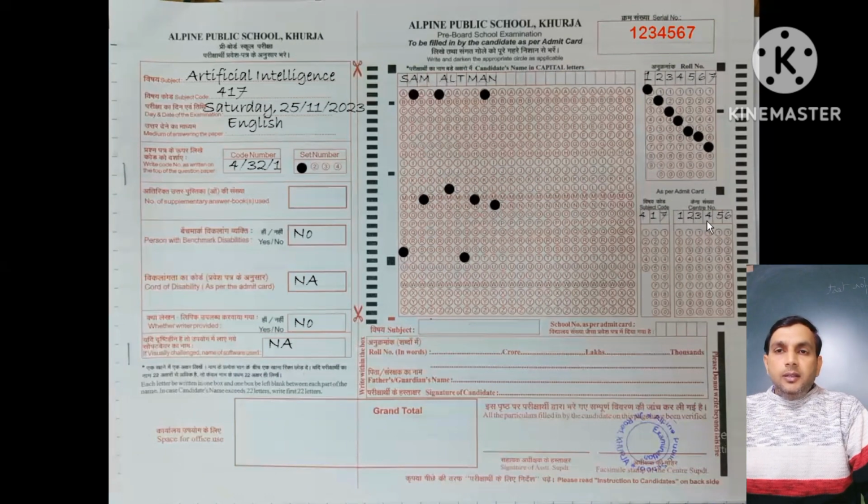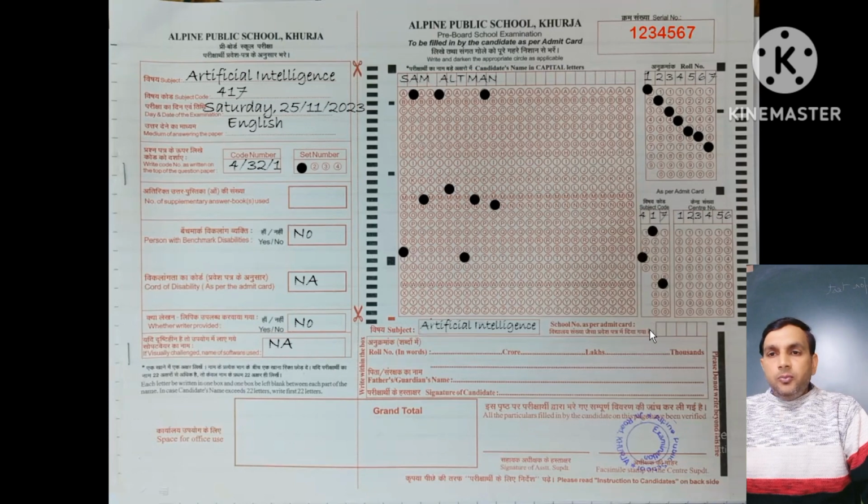Okay, then center number is applicable for the board exams only. This center number will also be available on your admit card. Then fill the corresponding bubbles like 417 here you can see, and then subject, next artificial intelligence, again school number as per your admit card, and this is also applicable for your board exam. Your school number will be available on your admit card.